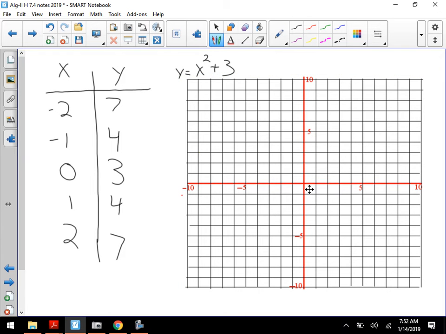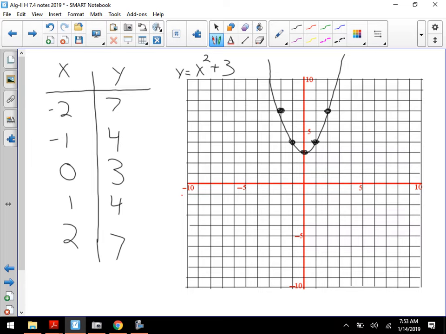So when we did this, then you would have some ordered pairs to plot. So take a second and plot the ordered pairs. Let's see, -2 and 7. -1 and 4. Then it looks kind of like this. Do you agree with me on that?